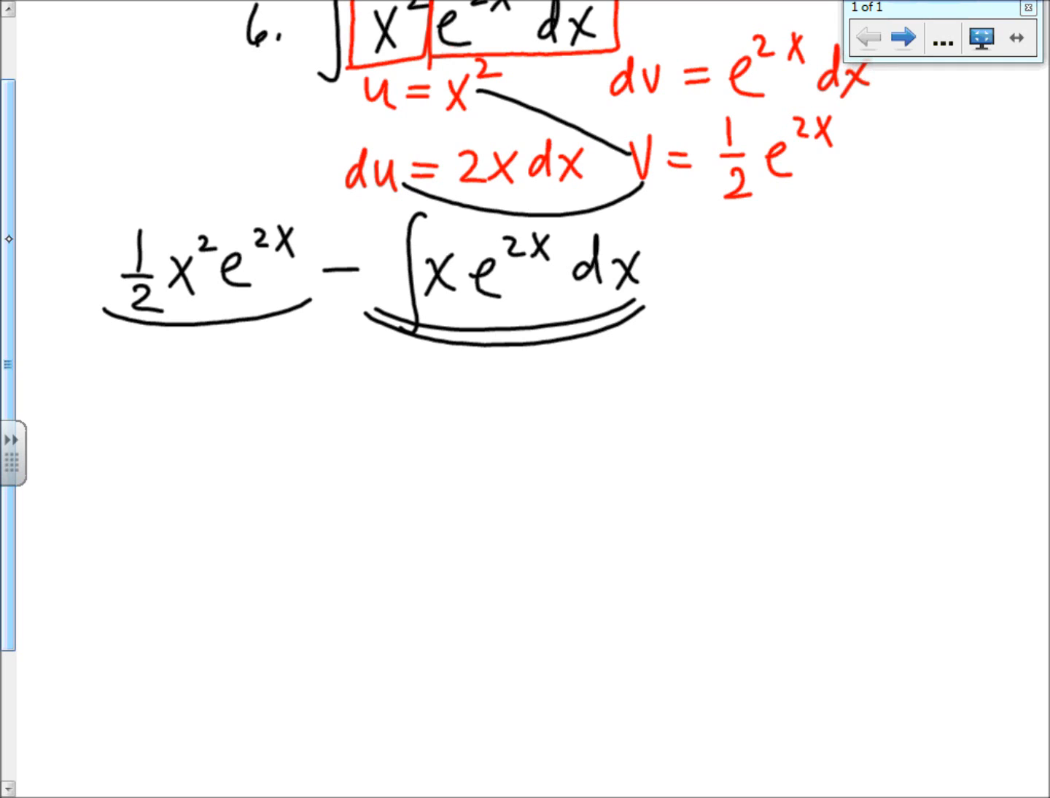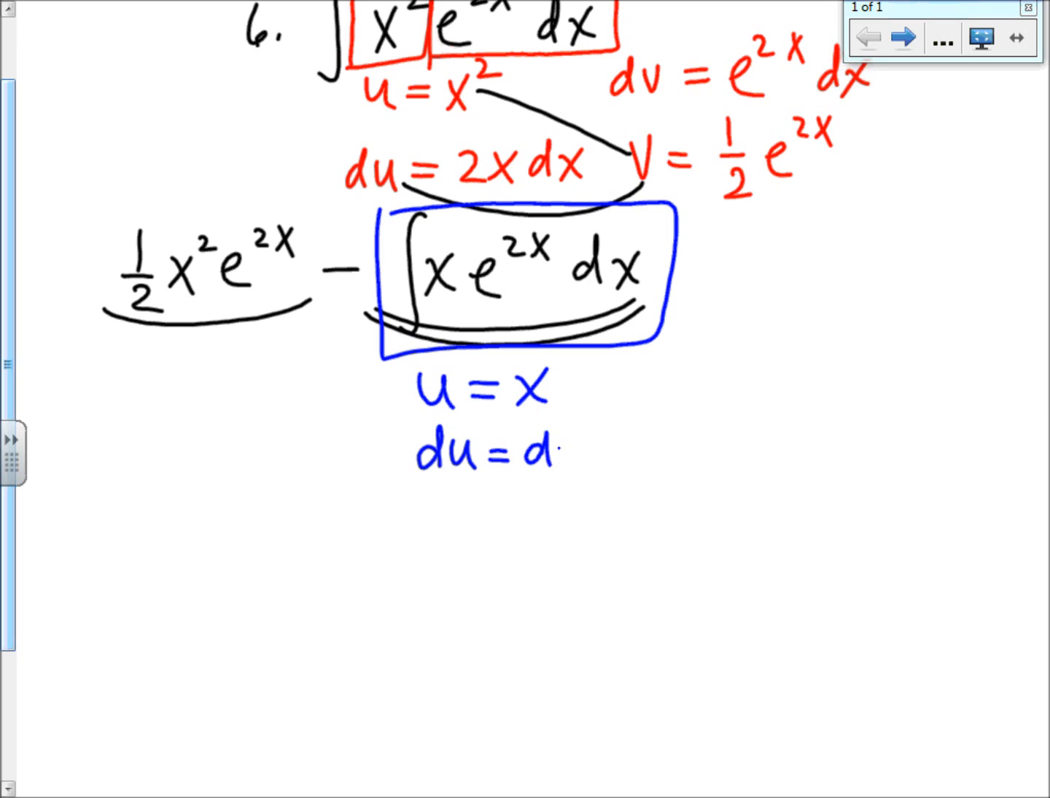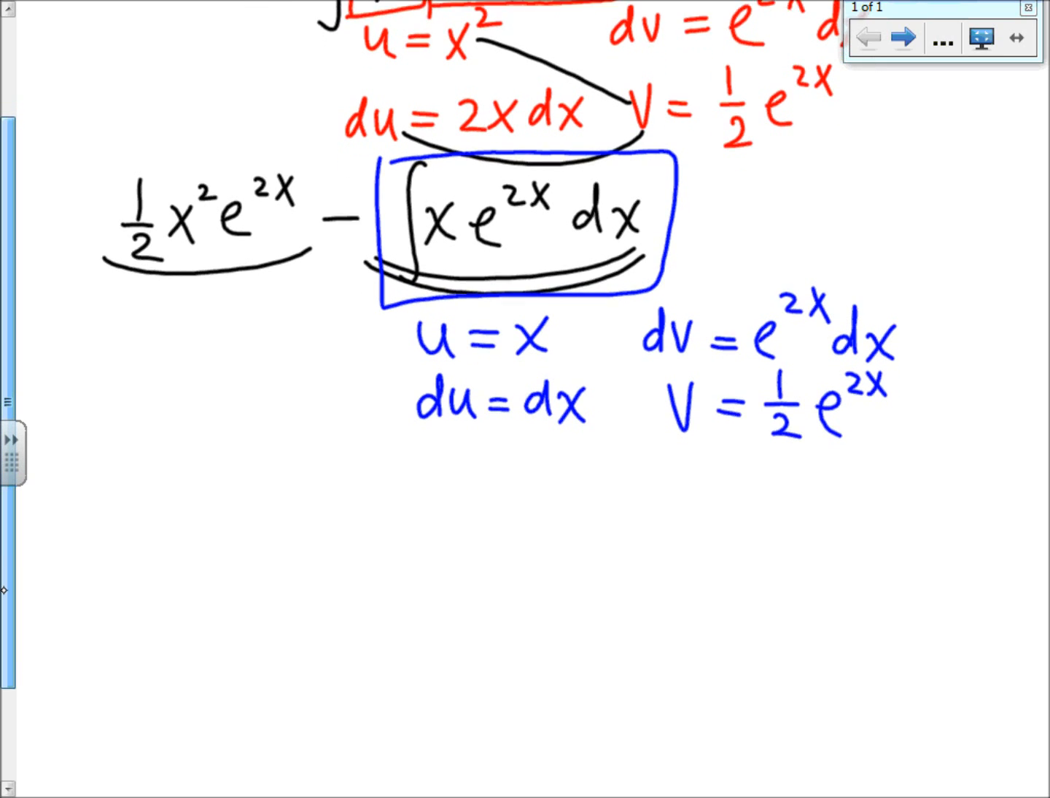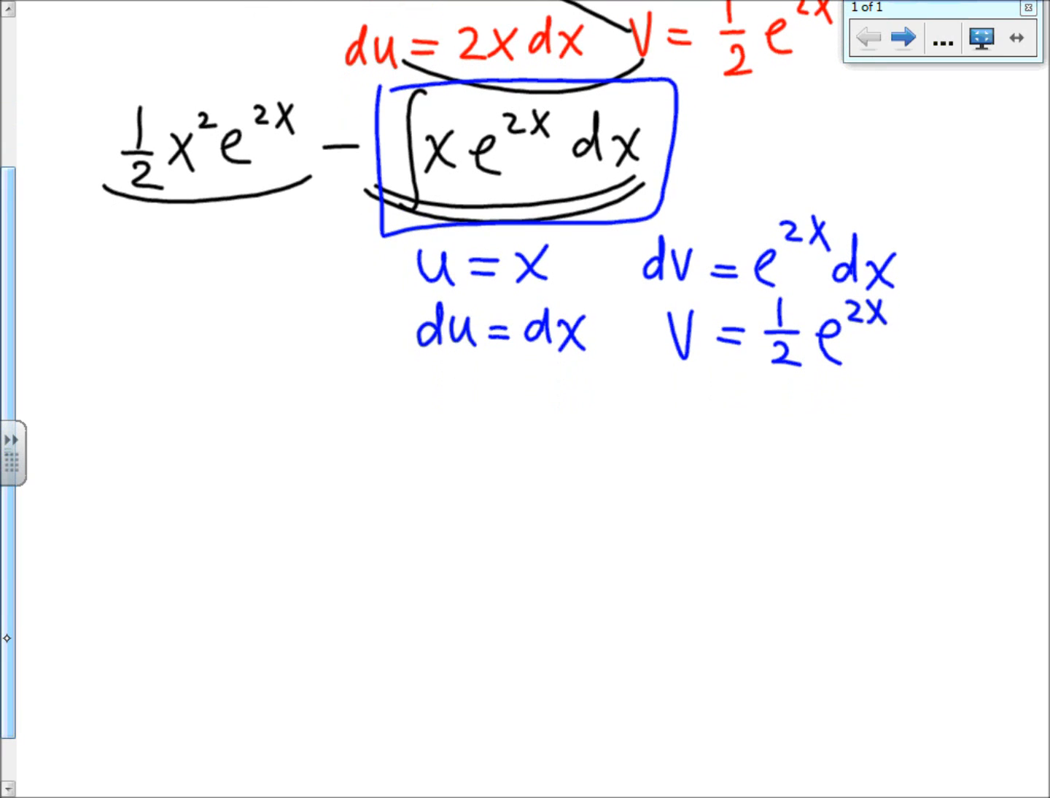So now I come up into this section right here. This is still here, but I'm going to work on this. Okay, so we're going to look at just this piece right here. So we'll say u is equal. We can follow LIPET again. No log, no inverse. We got a power again, so u equals x. du equals dx. dv equals e to the 2x dx. So v, I'm integrating on both sides. I get 1/2 e to the 2x.